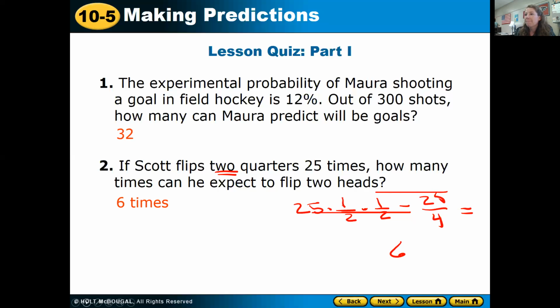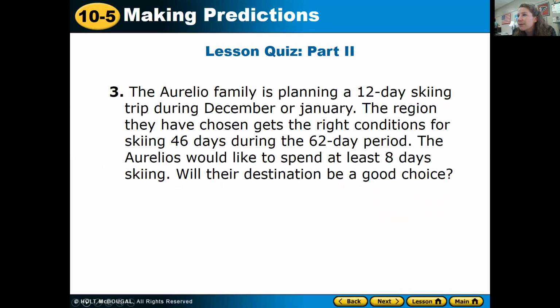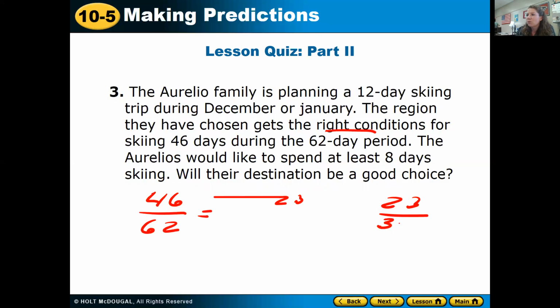Yeah. Oh, that's messy. All right, this family is planning on going on a trip for 12 days. The region they have chosen gets the right conditions for skiing 46 days during a 62-day period. They want to spend at least 8 days skiing. So the first thing we want to do is to find the probability of getting the right conditions. Well, the experimental probability is 46 out of 62 days, right? I can simplify that, divide them both by 2, and I get 23 out of 31.